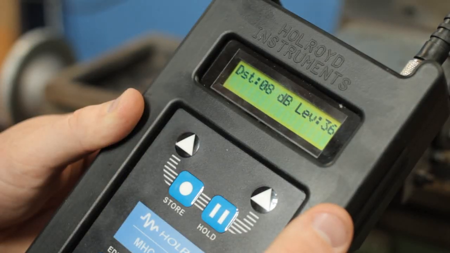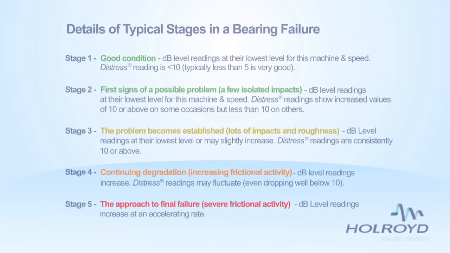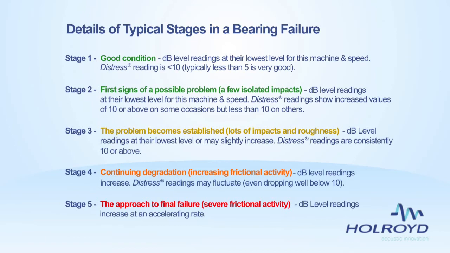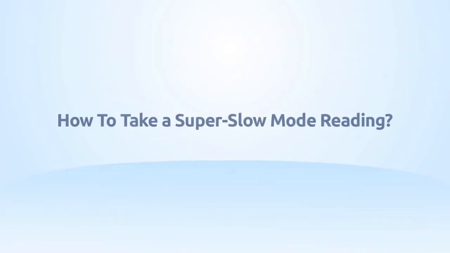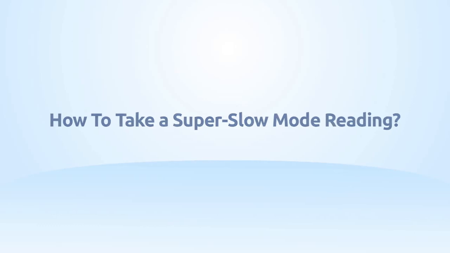Allow the readings on the display to stabilize and then take measurements of distress and dB. These can then be simply interpreted, with distress levels of below 10 indicating a good bearing and above 10 requiring further investigation.